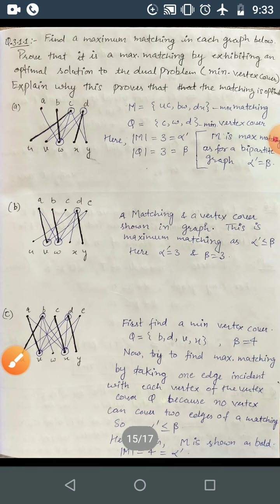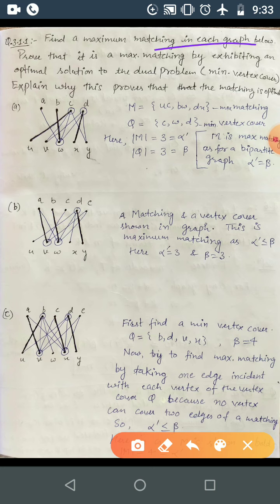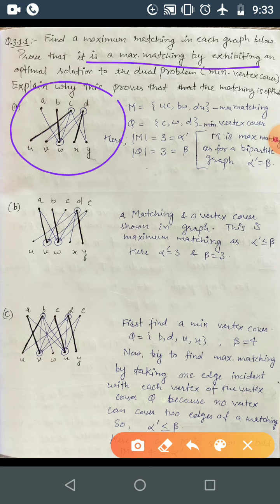Now come to the exercises. Here you need to find the maximum matching in each of the following graphs. All three graphs are given. You need to find the maximum matching, prove that this is the maximum matching by using the optimal solution, and also explain why this proves that this matching is the optimal. Okay, so this was the graph given.